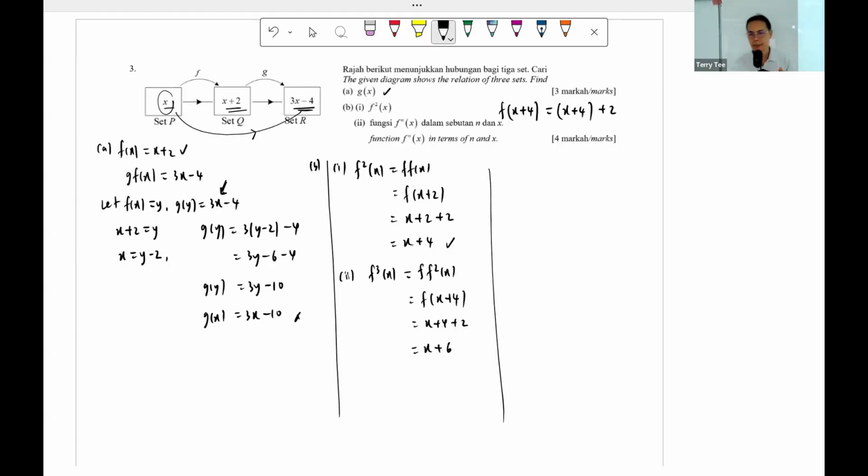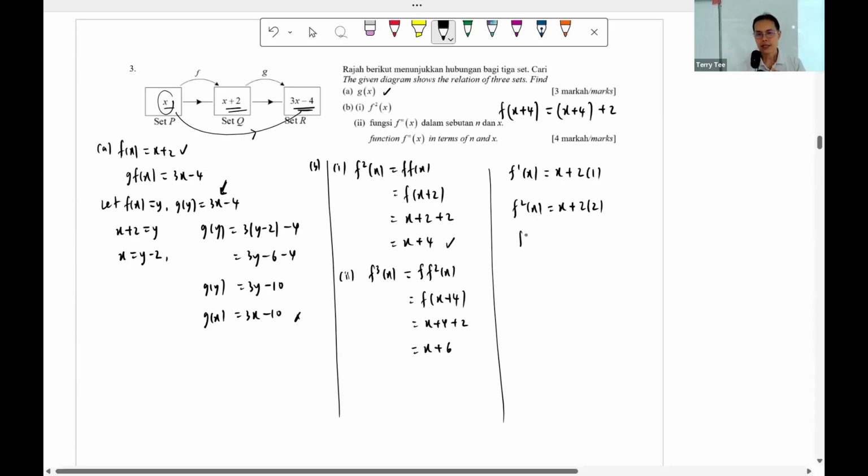So I'm going to use what we call the mathematical induction method. We list down the first few terms, then we can come up with a general conclusion. So let's begin with f1(x). You can see it is x plus 2. f2(x) is x plus 4, but instead of writing 4, I'm going to write 2 times 2. But it's not complete, so I'm going to put a 1 here. If I have f3(x), I know it's going to be x plus 6. Instead of writing 6, I put 2 times 3.